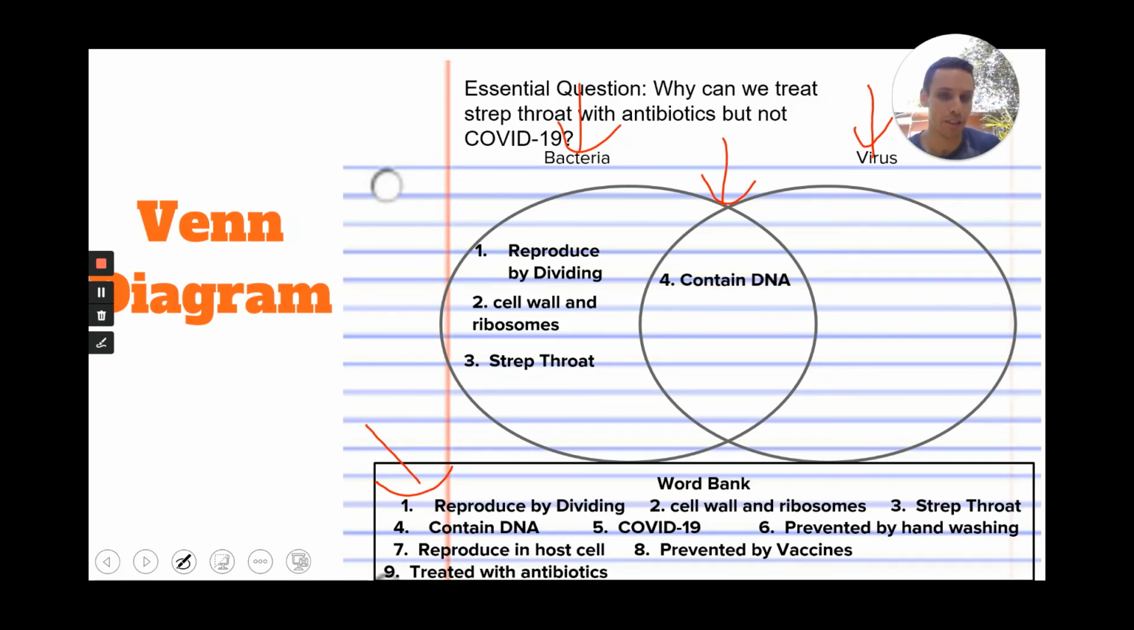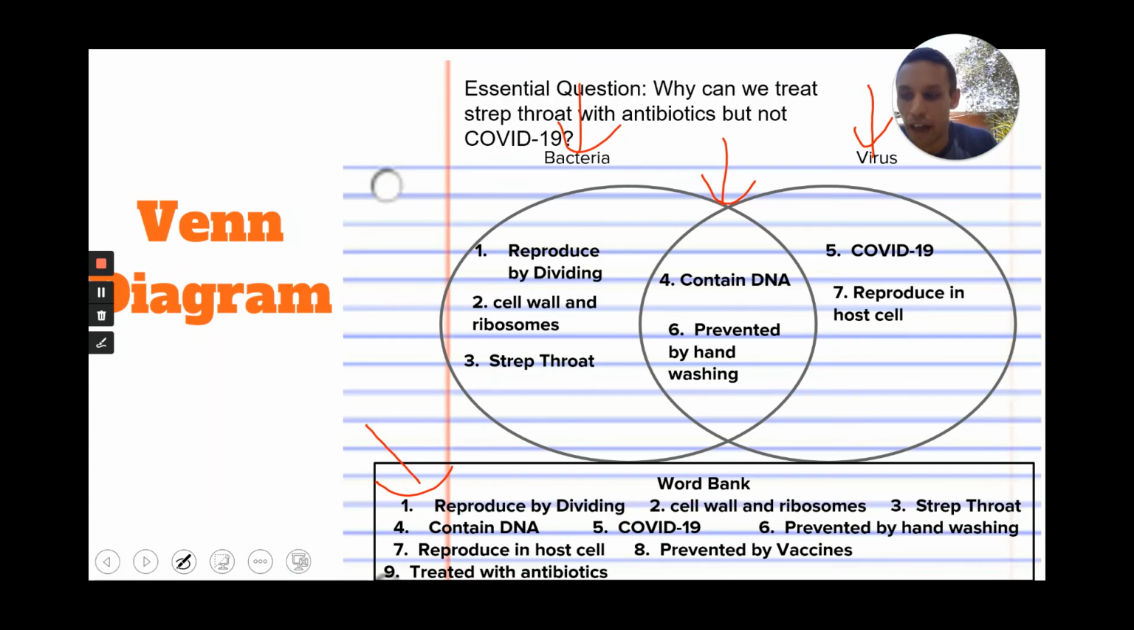Contain DNA. That applies to both of them. They both contain DNA. Number five, COVID-19. Is that a virus or a bacteria? Well, that is a virus. Coronavirus. Number six, prevented by hand washing. That would be both of them. Number seven, reproduce in a host cell. That is only a virus. They need a host cell to go ahead and create more viruses.